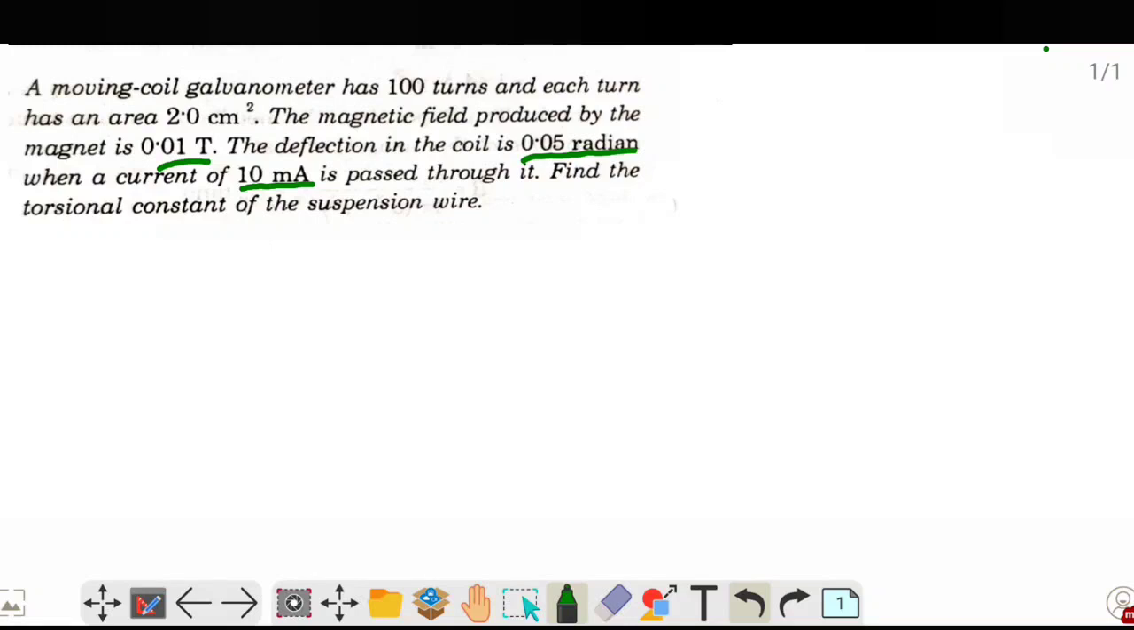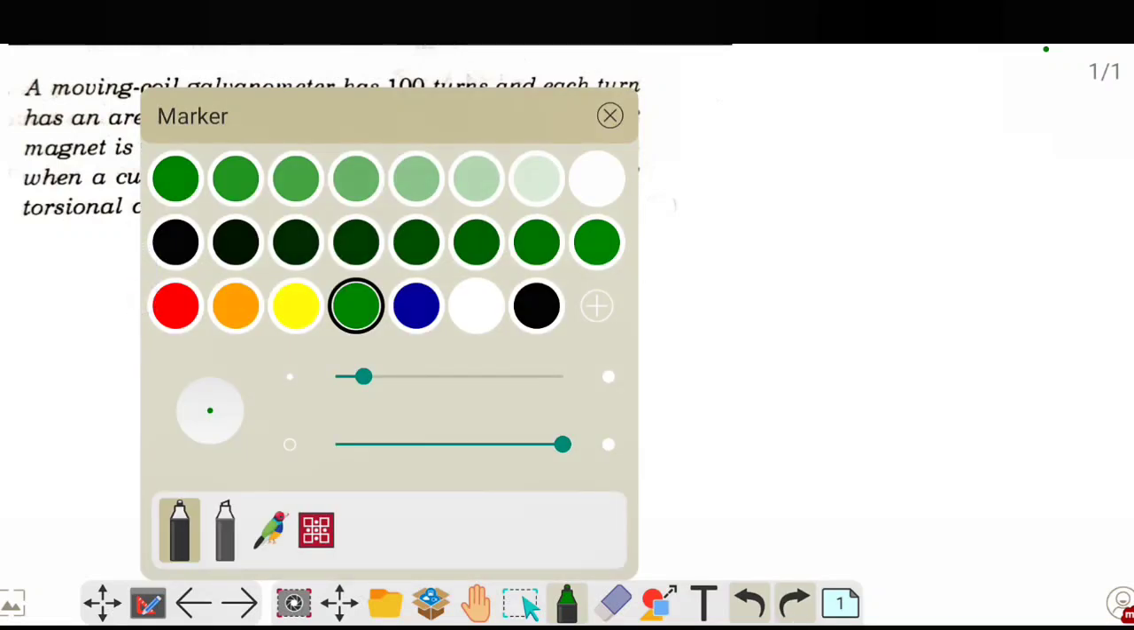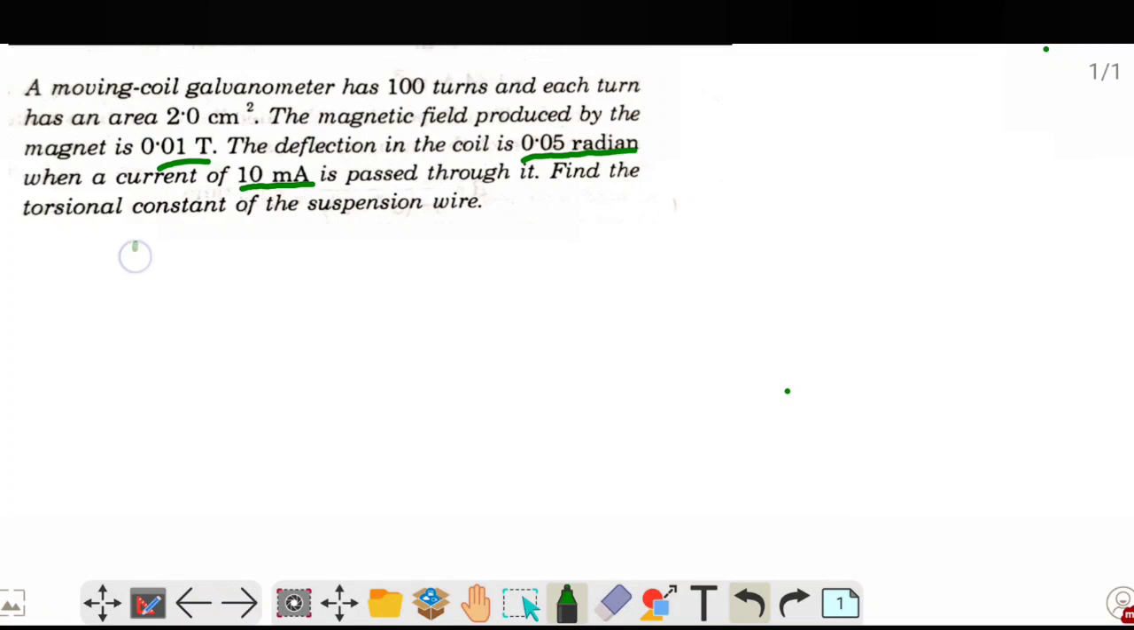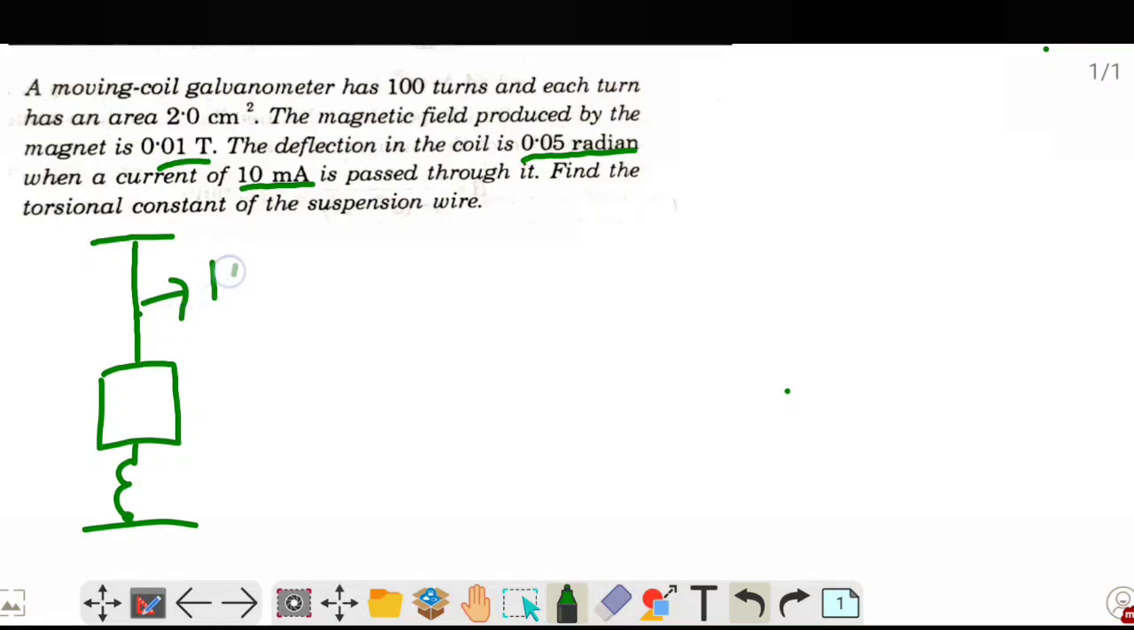Basically, in a moving coil galvanometer, you have a wire, and from the wire you have the coil suspended, and below you have a spring. So they have asked the torsional constant of this wire. Torsional constant is represented by K. In some books it is represented as C. Torsional constant is basically a property which depends on the nature of the material of the wire.